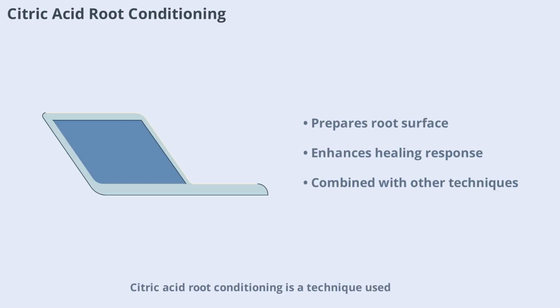Citric acid root conditioning is a technique used to prepare the root surface for regenerative procedures. By applying citric acid and positioning a coronally advanced flap, clinicians can enhance the healing response and promote tissue regeneration. This method is often combined with other regenerative techniques to improve outcomes in Grade 2 furcation involvement.